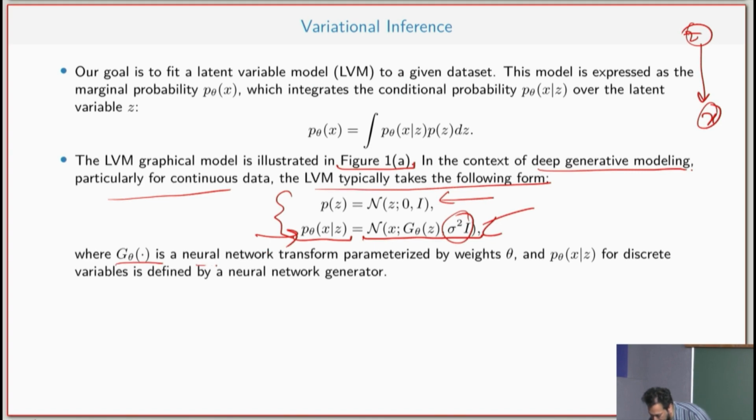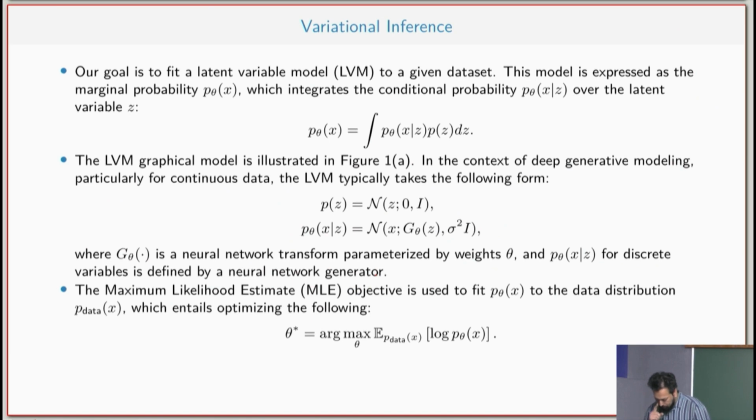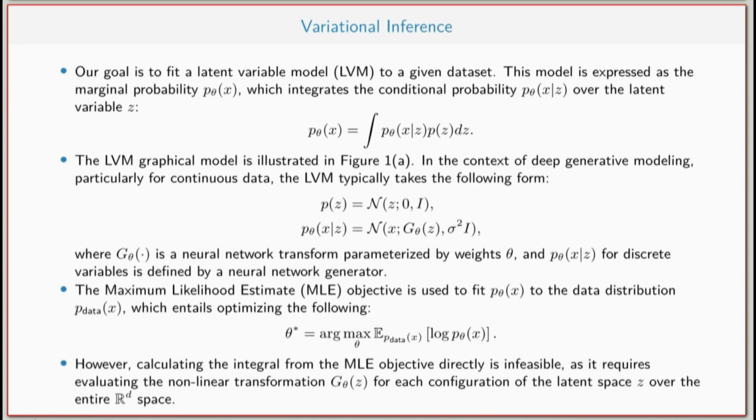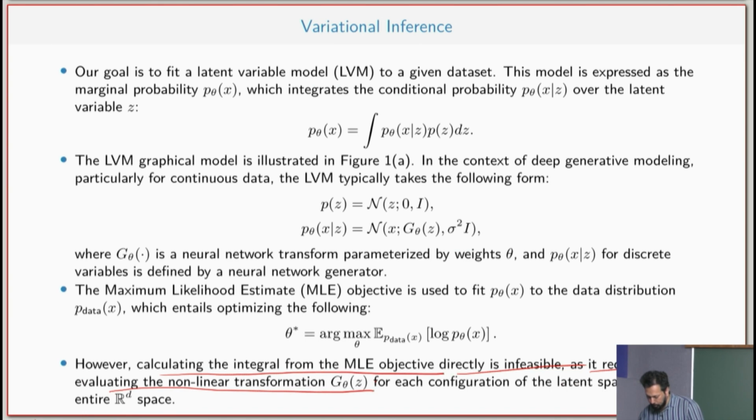Where g theta is a neural network parameterized by weights, and p theta of x given z for discrete variables is defined by a neural network generator. So the maximum likelihood objective is used to fit p theta to the data distribution, which entails the following optimization problem. If we do a maximum likelihood estimate, then this is what we get. However, calculating the integral in the MLE objective is directly infeasible, because it requires evaluating the nonlinear transformation g theta of z for each configuration of the latent variable z.